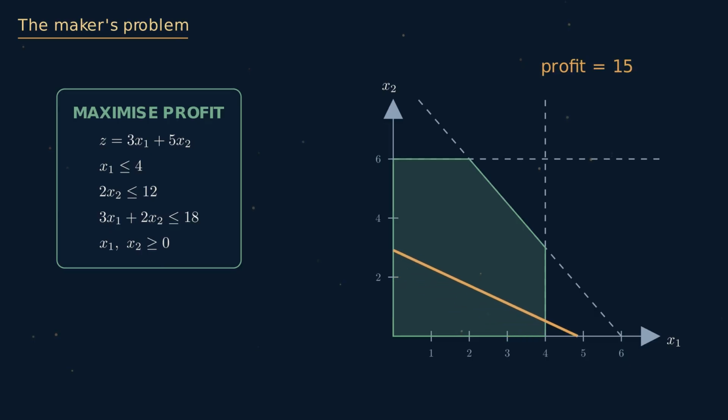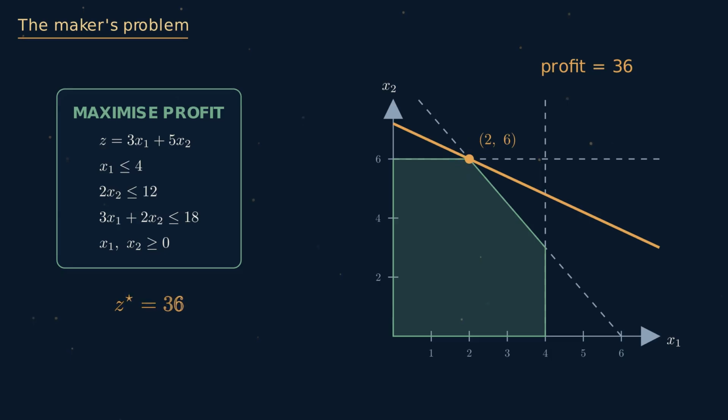Now watch the profit itself. Lines of equal profit all have the same slant. Sliding one outwards means earning more, so we push it as far as the patch allows. It stops at a corner. 2 units of the first product, 6 of the second, and a profit of 36. That is the maker's answer, and it is the last time we will need the picture.